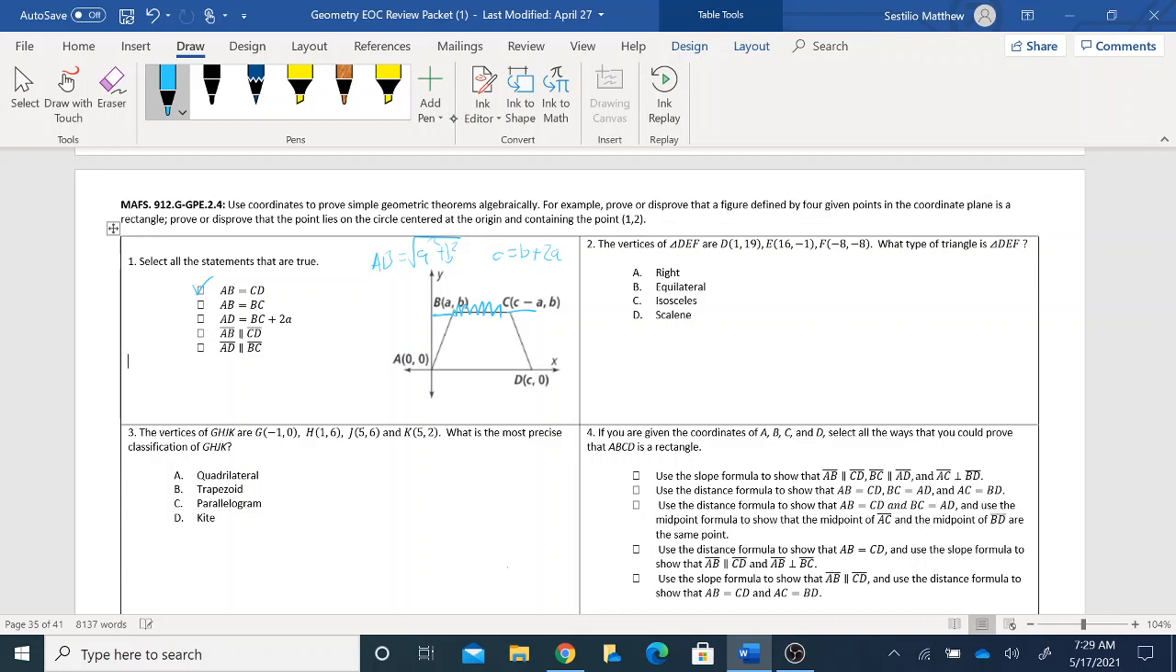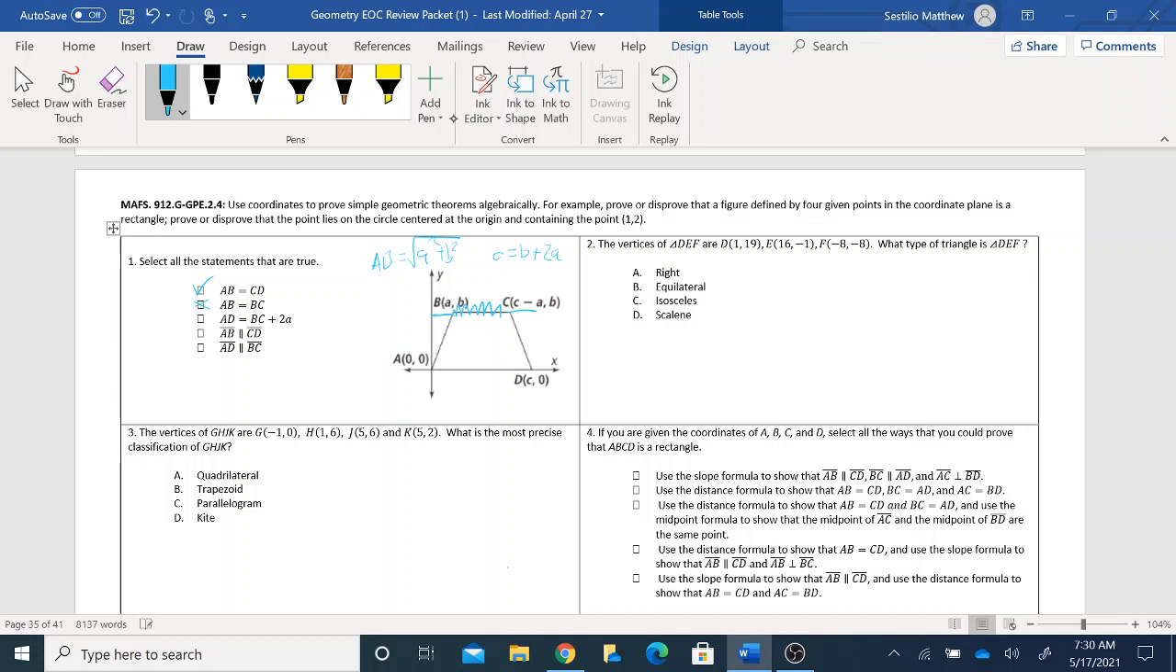And so BC, why not B? C is 2A. So I think we're struggling a little bit here. I don't think you have enough information to really conclude that these two would actually be the same. That's what I'm getting at.